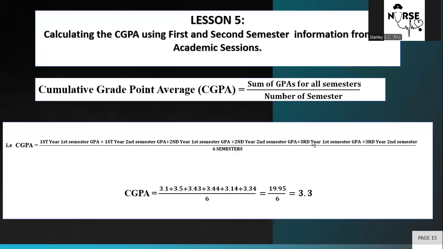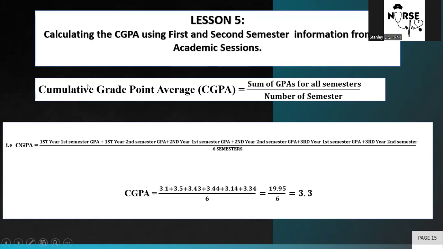Now, how do you get the CGPA? That's lesson 5: Calculating the CGPA using first and second semester information from the academic session. So first year, first semester, second semester; second year, first semester, second semester; third year, first semester, second semester. To calculate your CGPA, remember that all the semesters put together, there are 6 semesters.